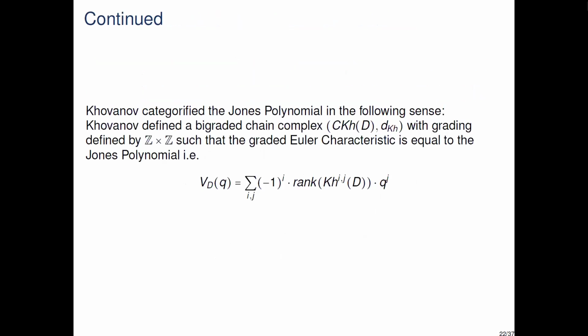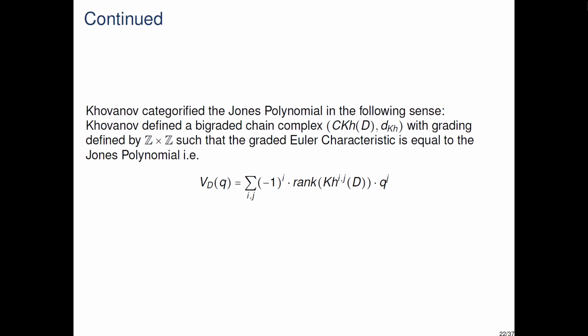And then came Khovanov. Khovanov categorified the Jones polynomial. What he did was construct a chain complex, a bigraded chain complex, which I'm going to call CKH of D with the differential DKH. The gradings are bigraded, a Z cross Z grading. And if you look at the graded Euler characteristic, that actually retrieves the Jones polynomial.